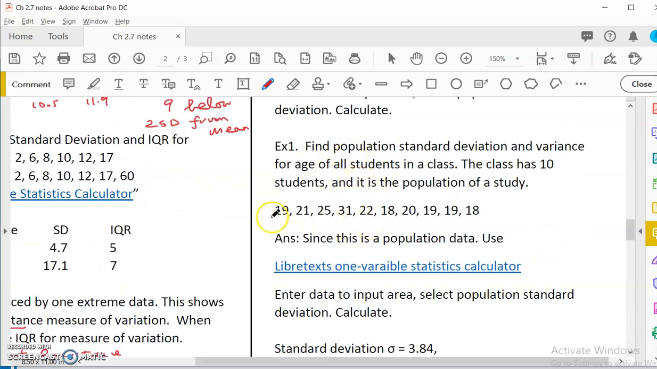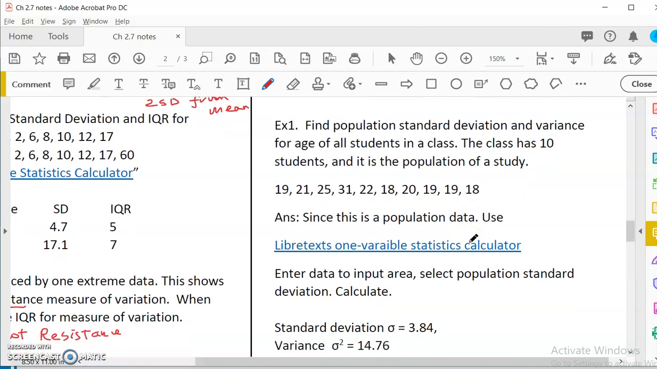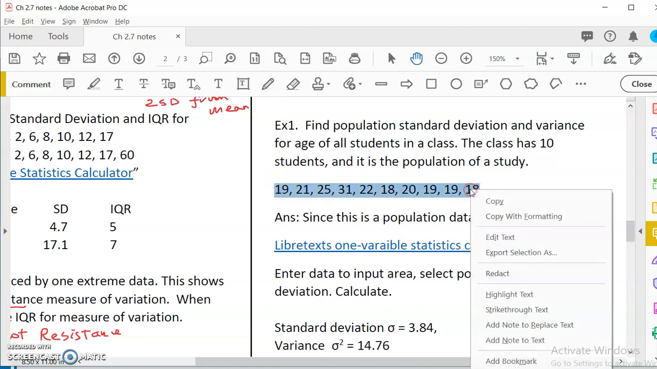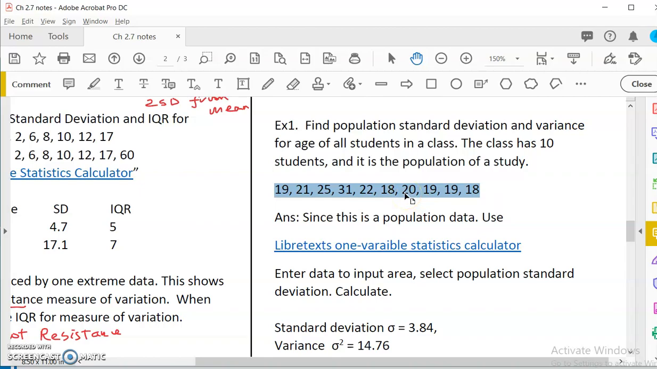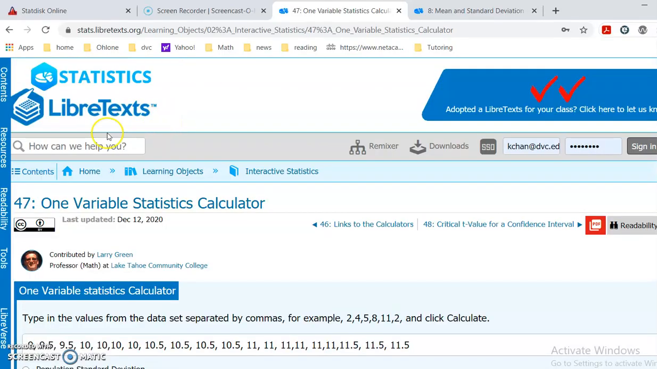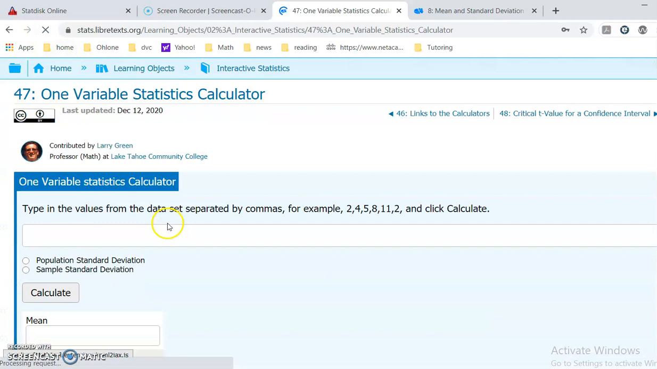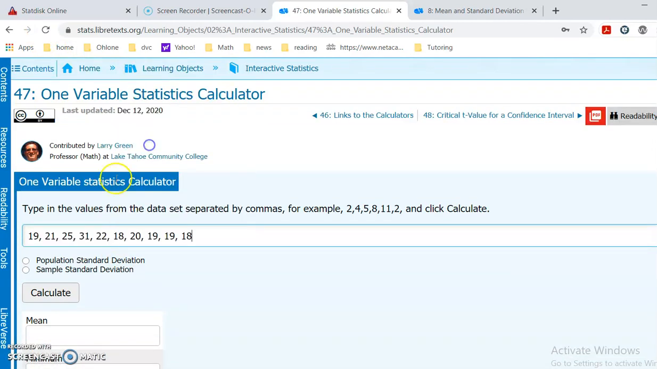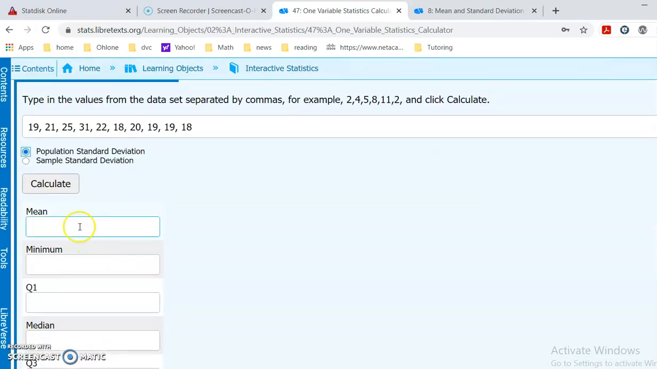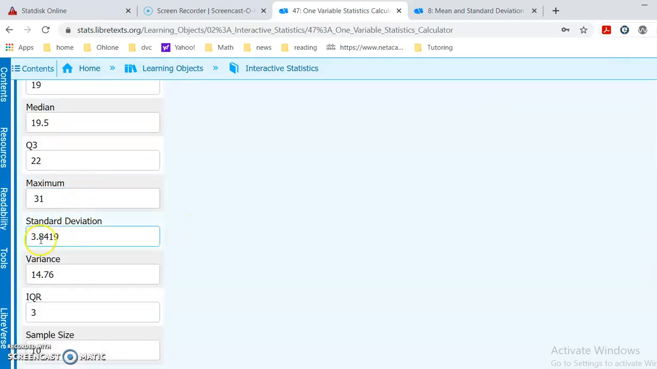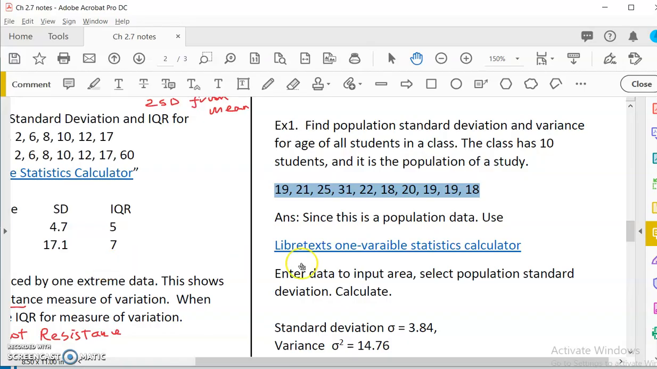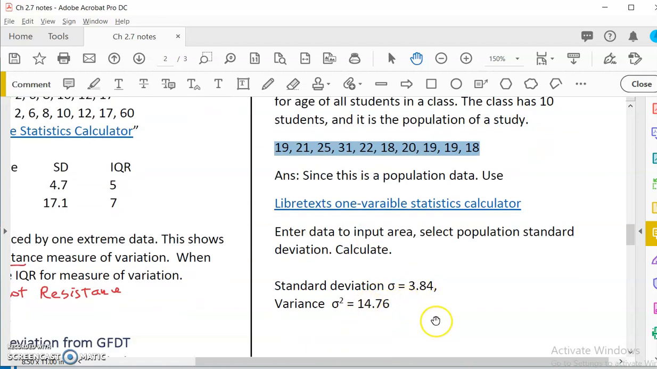So let's do an example. I have some age data again, and I want to find the population standard deviation. I can calculate it in list form. So that's good. I clear the old data that I have, paste it in, and then I have to click population standard deviation and calculate. You can see that the standard deviation is 3.8, the variance is 14.76, which is 14.8 also.